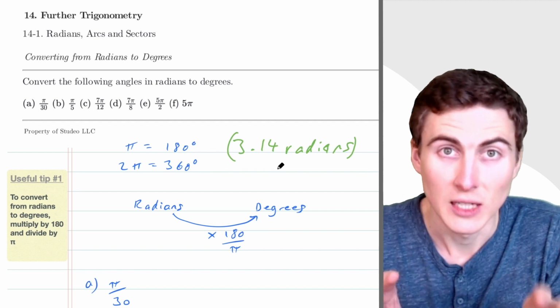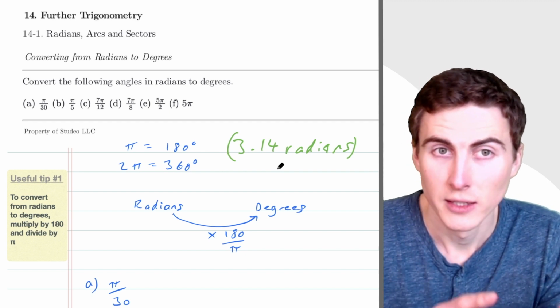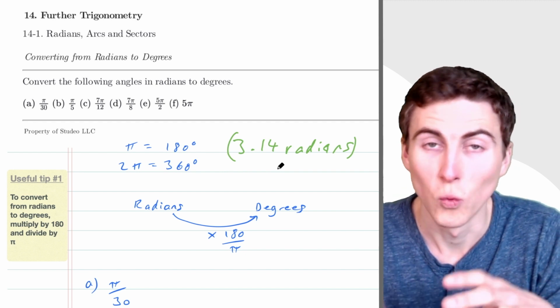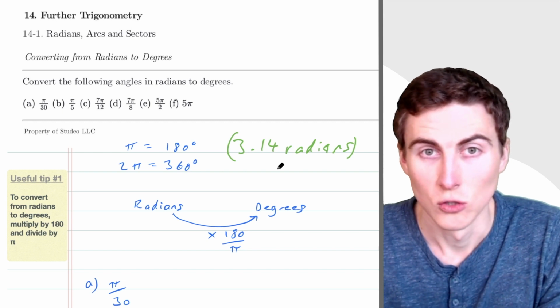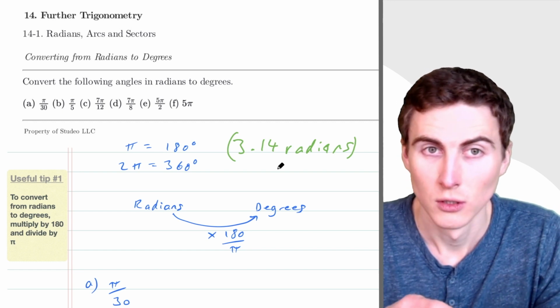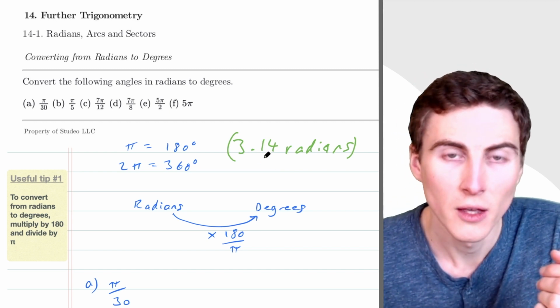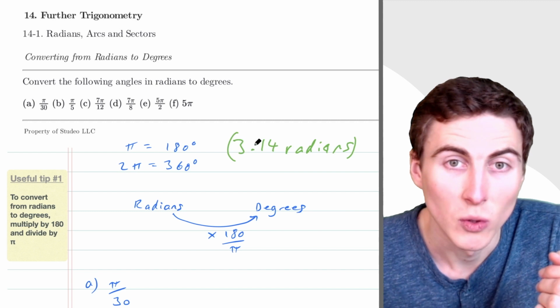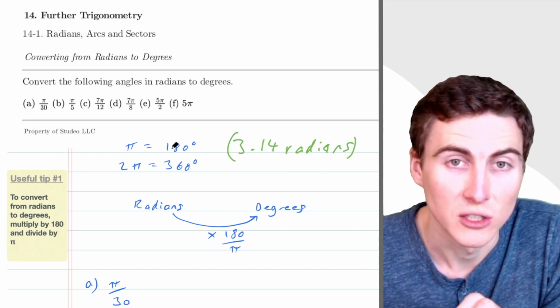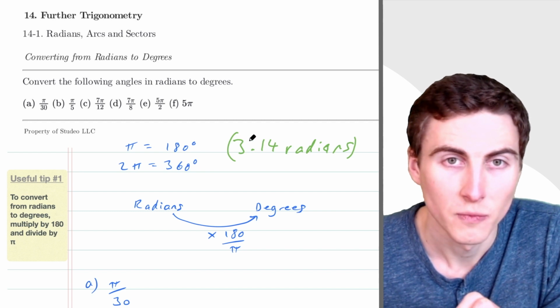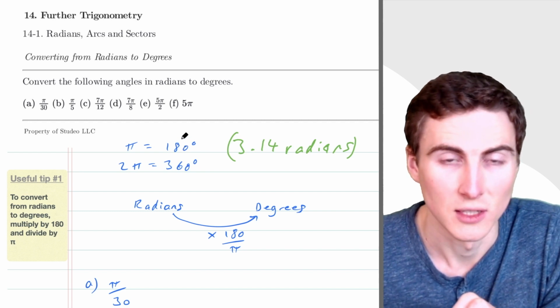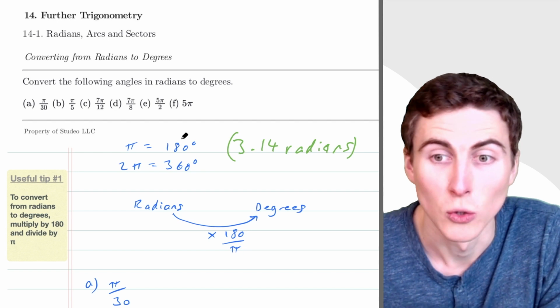If you remember that pi is the same thing as 180, you can work out lots of other things. So if you had pi over 2, that would be half of 180, so 90 degrees. Or you can think of it as 3.14 is equivalent to 180 degrees. So if you had maybe 4 radians, you know it would be a bit more than 180, maybe something like 230 degrees.